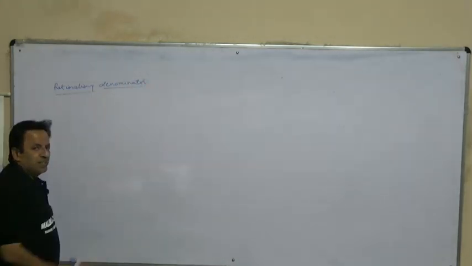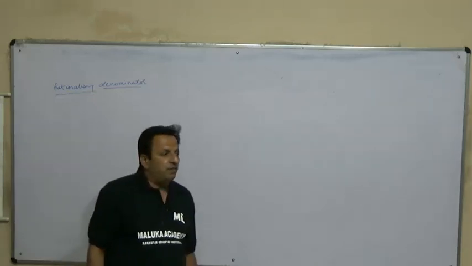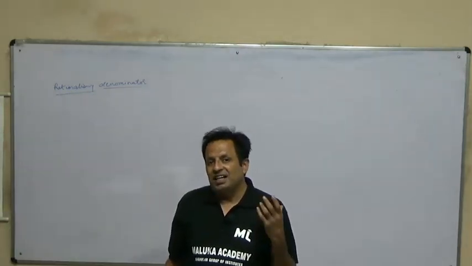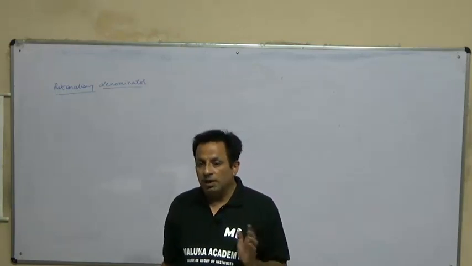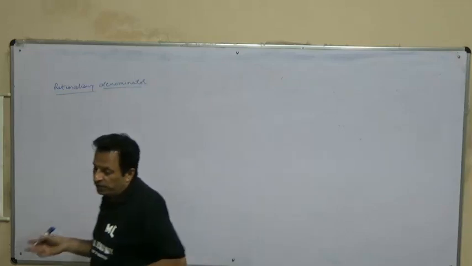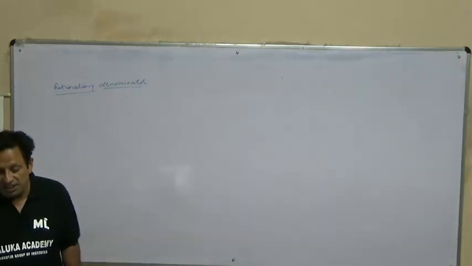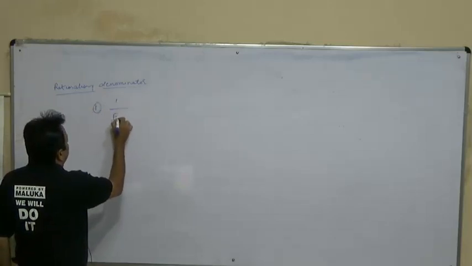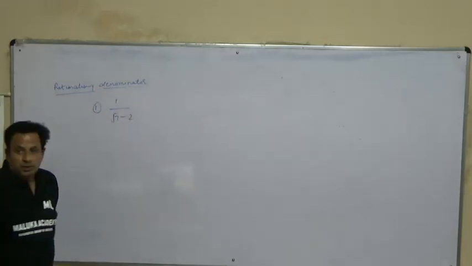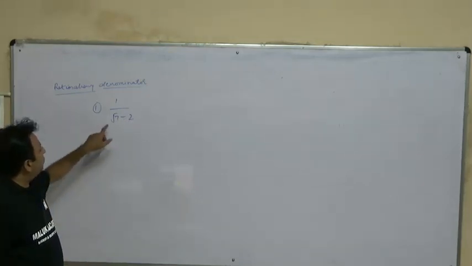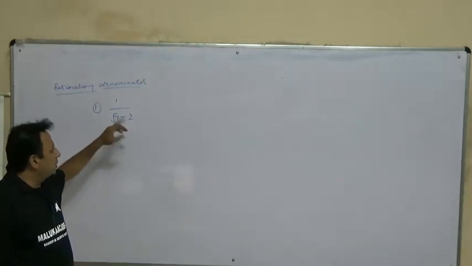So what does this mean? The meaning of rationalizing the denominator is just changing the irrational part to a rational part. So let us look at some examples. For example, rationalize 1 upon under root 7 minus 2. So what do we have to do? We have to change this under root 7 to a rational part.